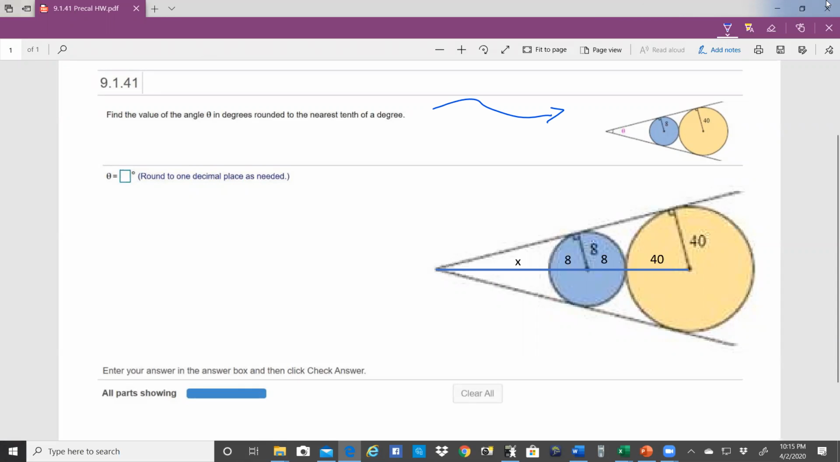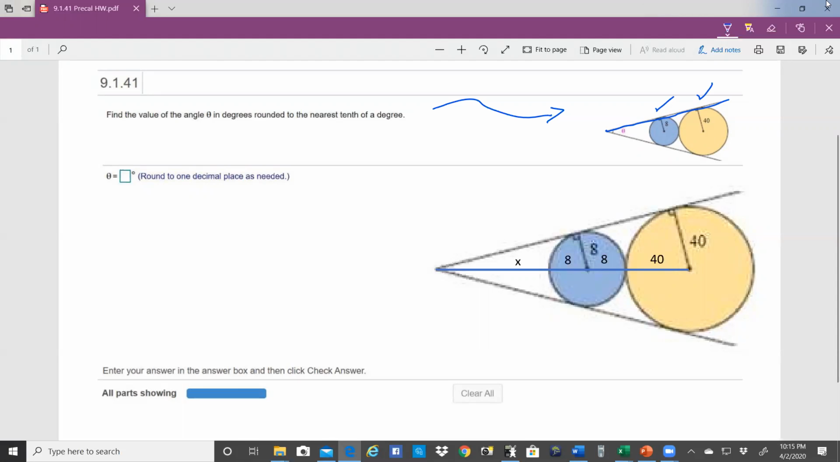There are two circles that touch one another. The first one has a radius of 8, and this next one has a radius of 40, and they're touching one another, and they are inscribed in this angle here, which we want to find.